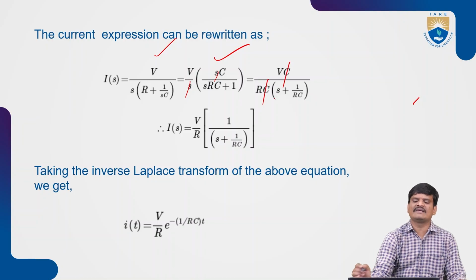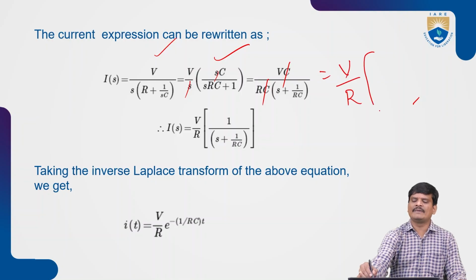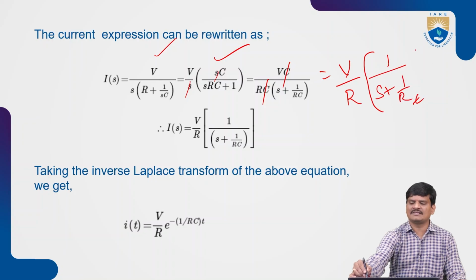Again, the C and C will get cancelled. So what is the final expression that has been evaluated here? V by R of 1 by S plus 1 by RC.